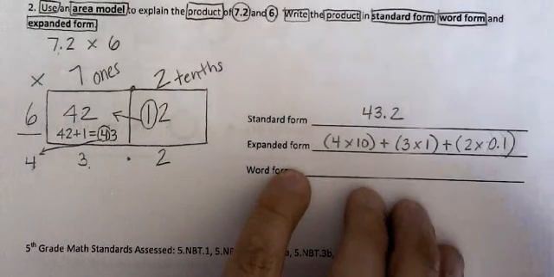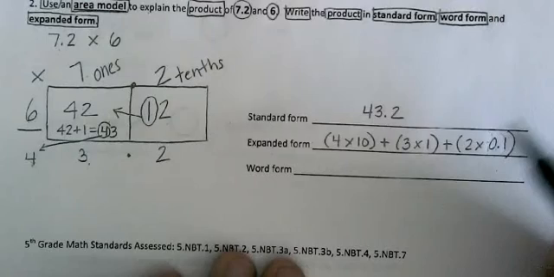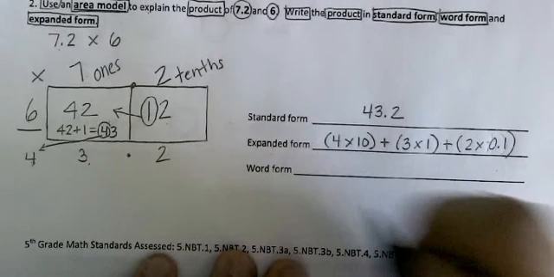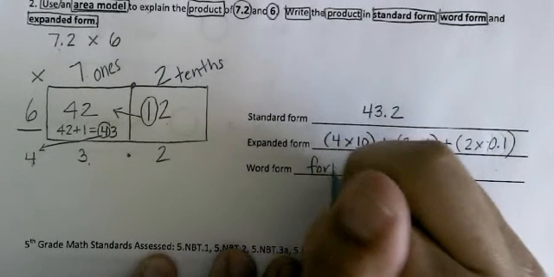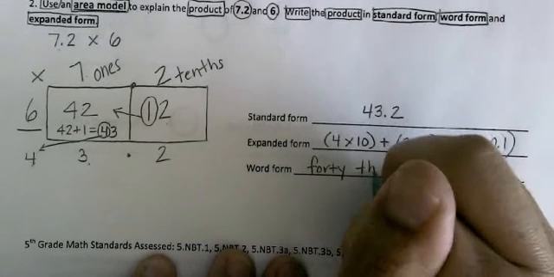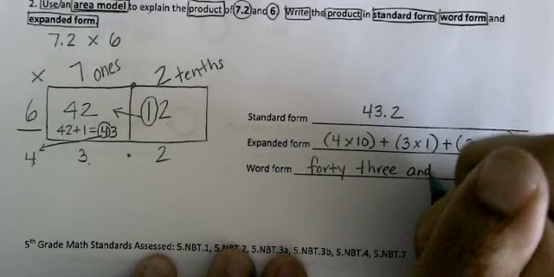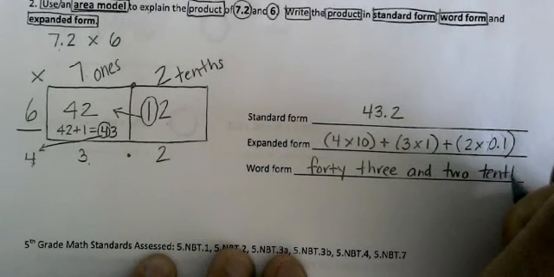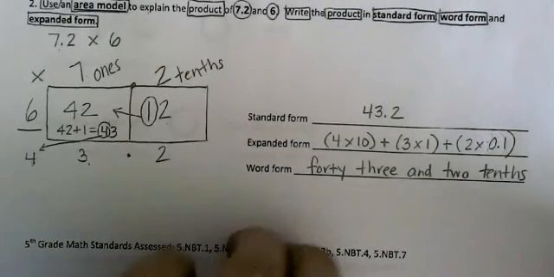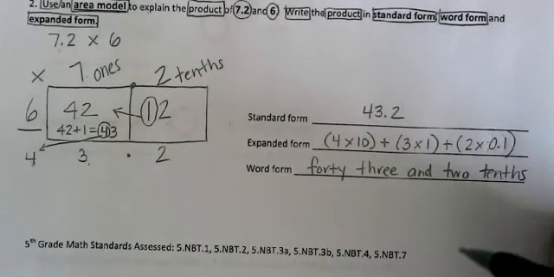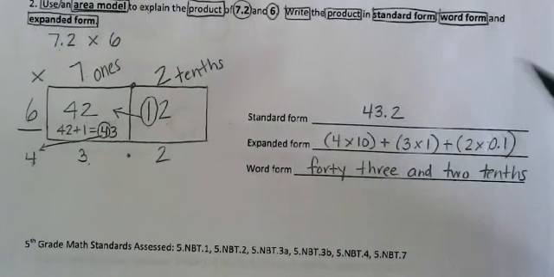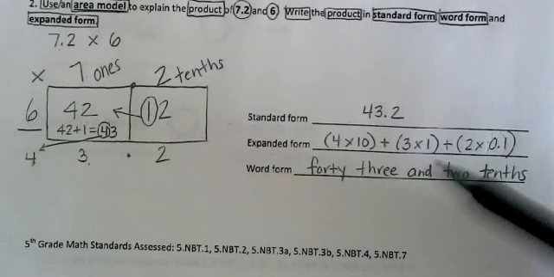And that's expanded form. Now we got word form for this answer, for 43 and 2/10. And just how I just said it is how I'm going to write it. 43 and, because that represents the decimal, 2/10. So give yourself a thumbs up if you got all of that information down and you got it correct. If you did, you would have earned 4 points for that just one problem.